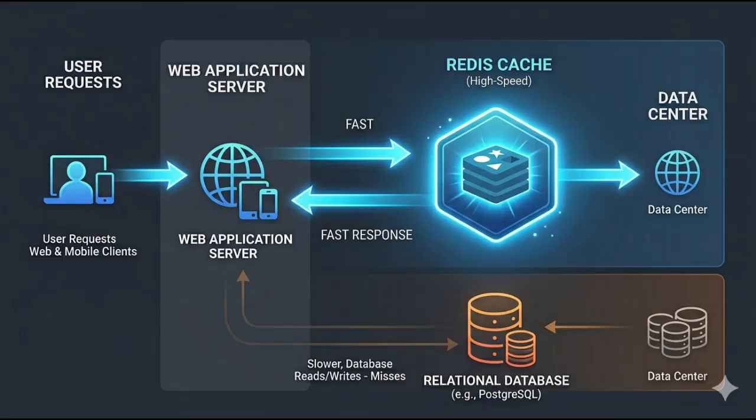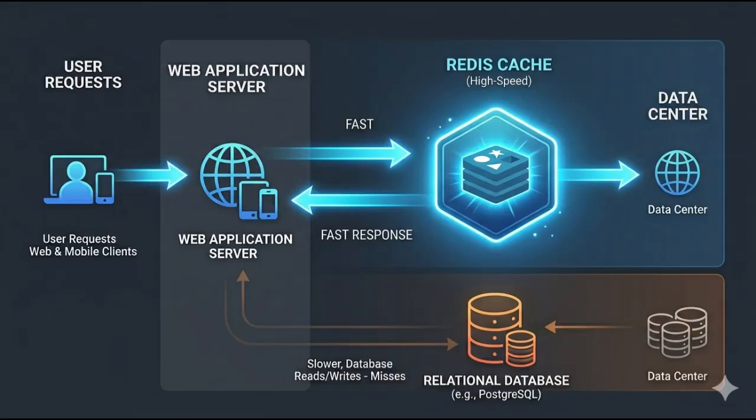Let me explain this with a simple analogy. Imagine you are working in an office. If your files are stored in another room, every time you need something, you have to walk and find the files and come back. That takes time, right? But if you keep the important files on your desk, you can access them instantly. That's exactly what Redis does. It keeps frequently used data in memory so it can be accessed instantly. That is why Redis is known as an in-memory database.